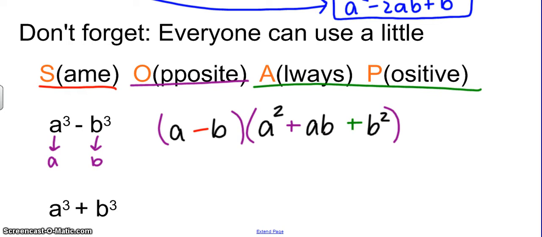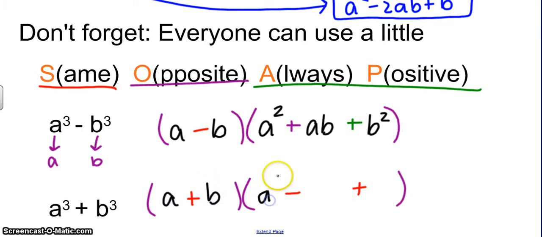Same thing if you have a sum of cubes. You can set up your two sets. We're going to have the same sign, so positive, opposite sign, negative, and then always positive. We're going to have a, b, a squared, ab, and b squared.